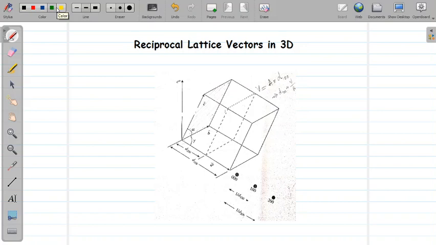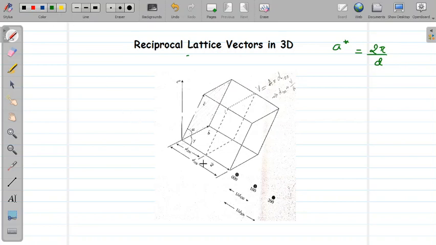Hello friends, in today's class we will try to derive the equations for reciprocal lattice vectors in 3 dimensions and will also try to study the relationship between them and the direct lattice vectors. So you have already studied about the magnitude of the reciprocal lattice vector. It is given by a star equal to 2 pi by interplanar spacing d. So using this equation, let us try to derive the equations for the reciprocal lattice vector in 3 dimensions.